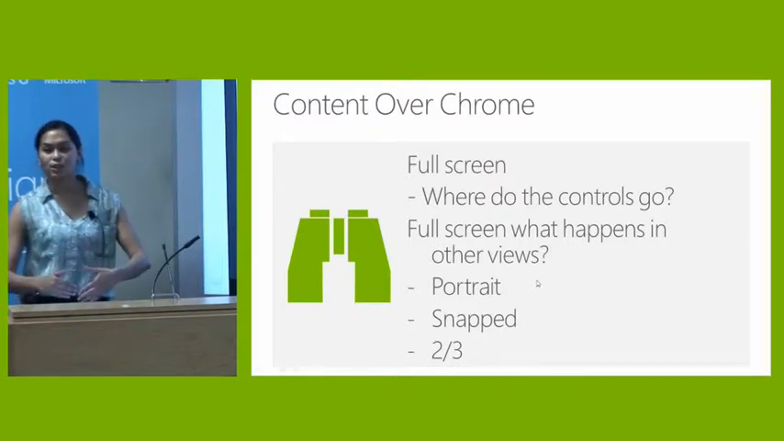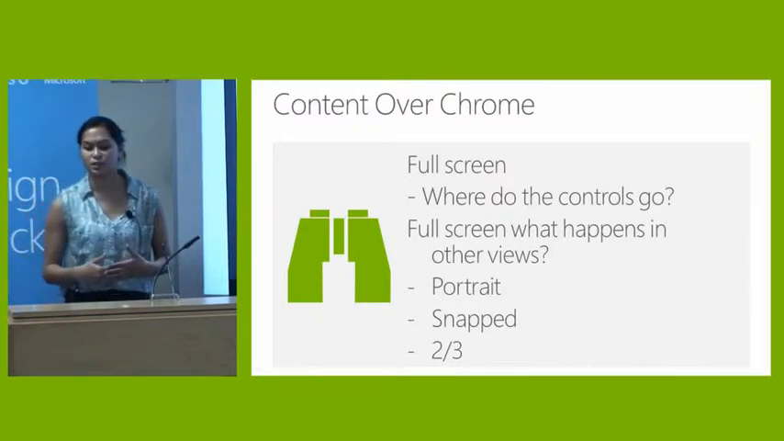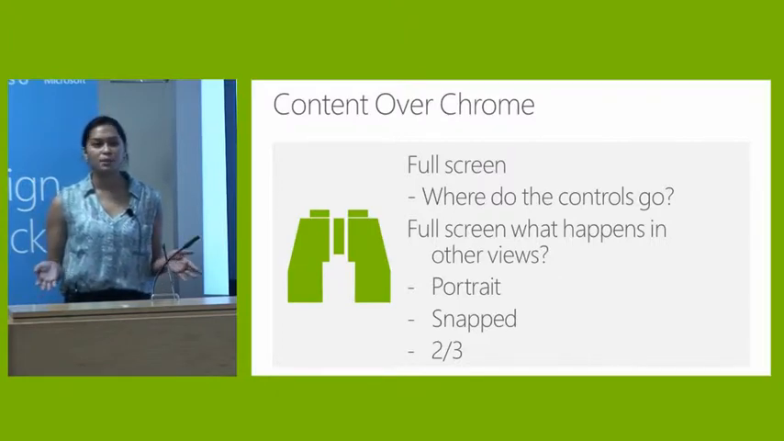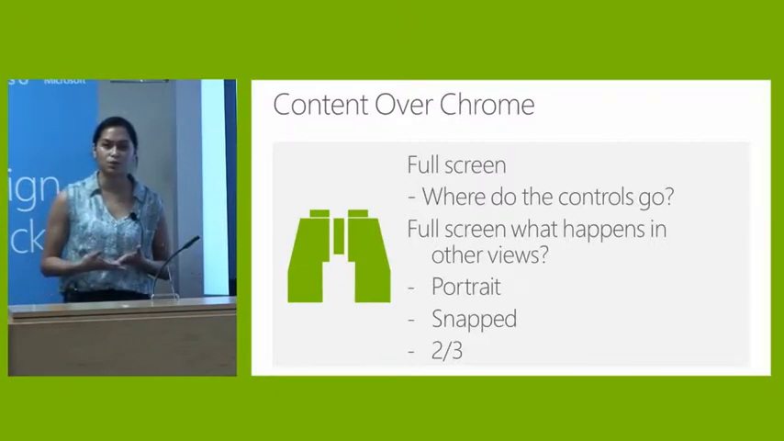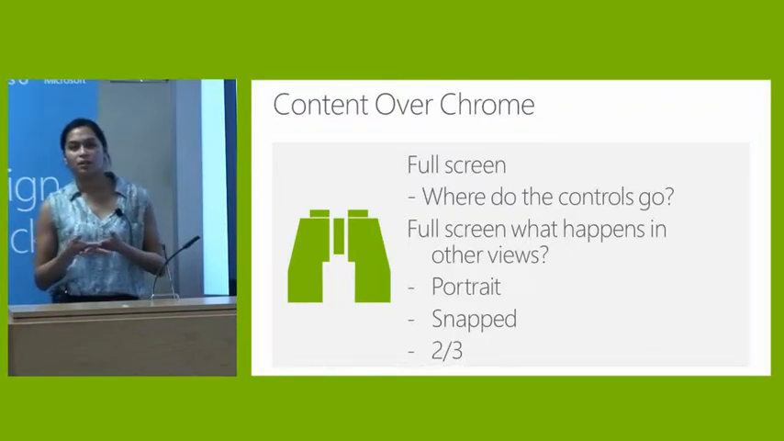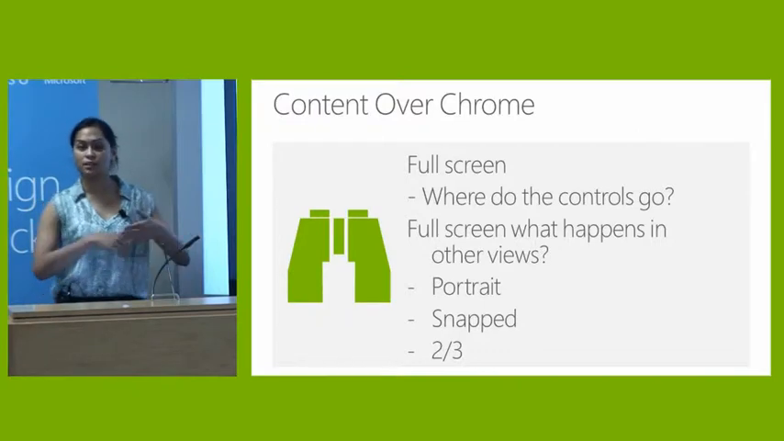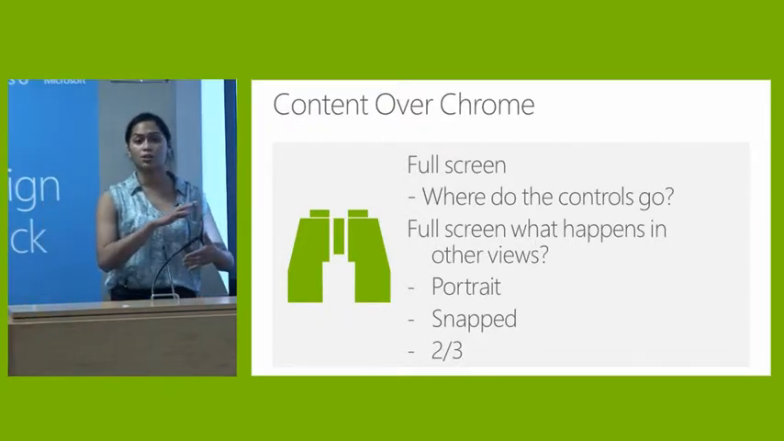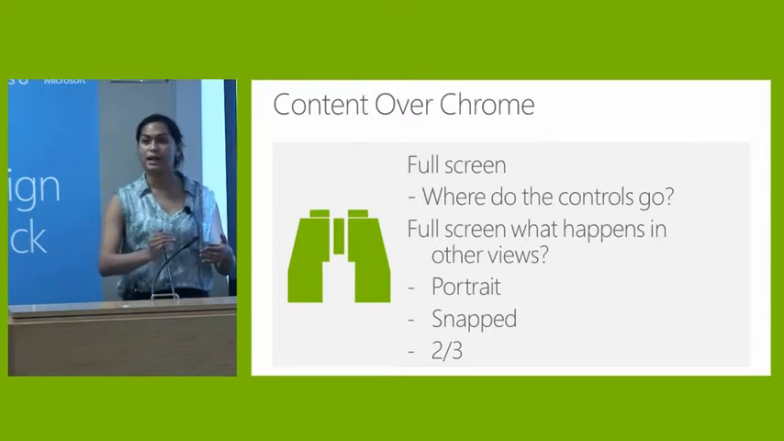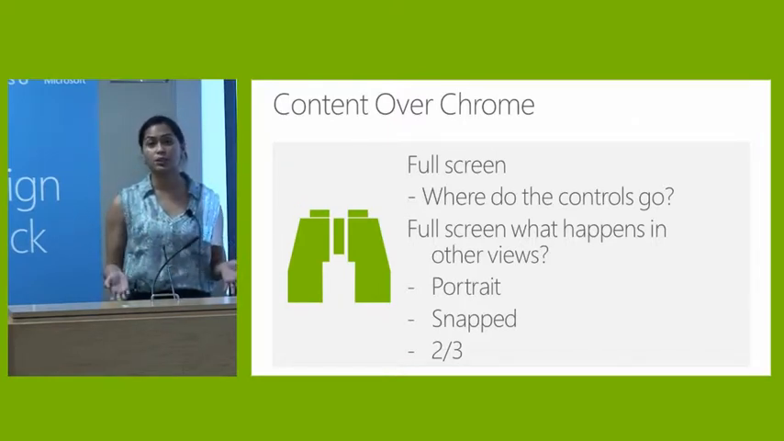The second interesting thing that happened with full screen was, what do you do in all these views? What happens in portrait? What happens in snap view? What happens in 2/3 view? And this could even be the transition, right? You saw that the way we allowed you to go to full screen was from the detail view, from the app bar, you would tap on full screen.